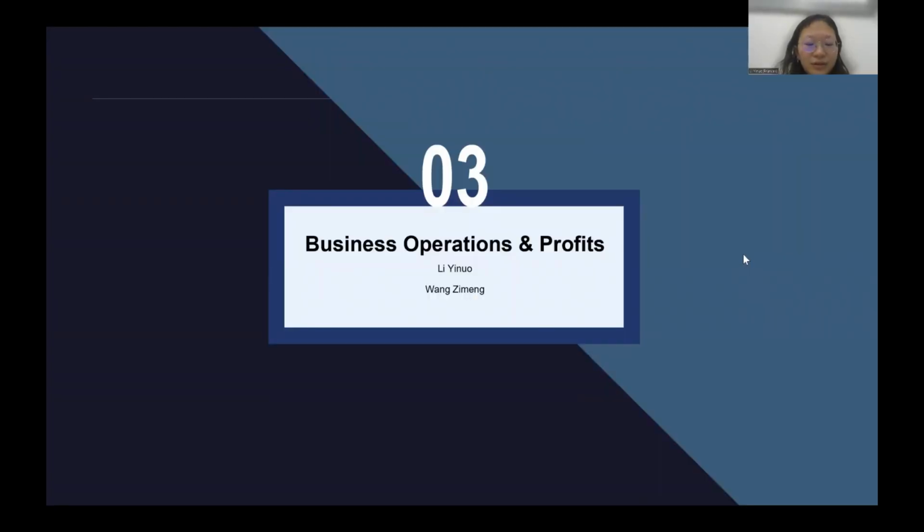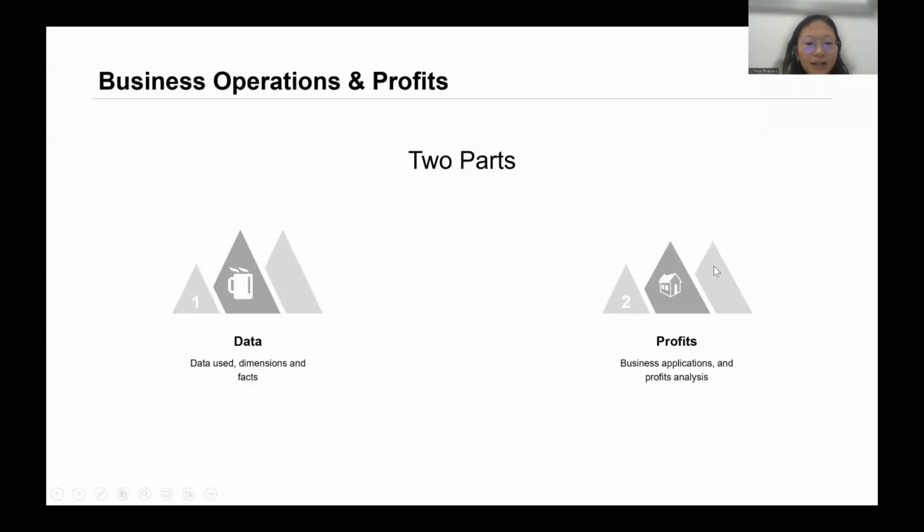I'm going to introduce the third section, business operations and profit. I will analyze business operations in various scenarios where data is needed, the dimensions and facts, and how the data can be used. My teammate Simone will talk about the business applications and profit.